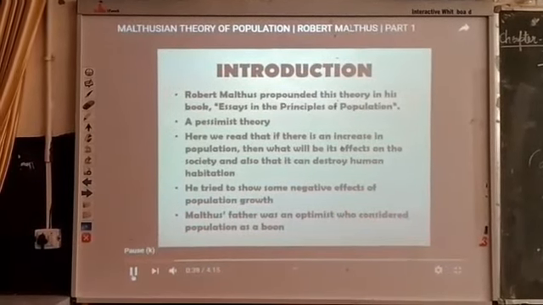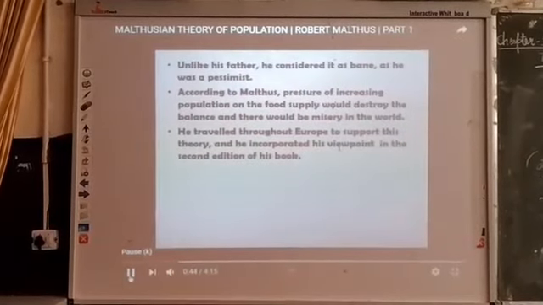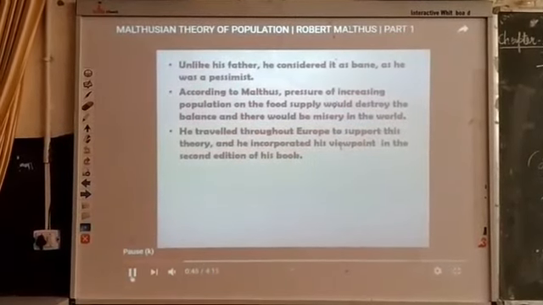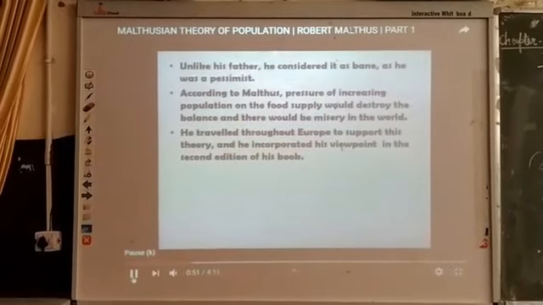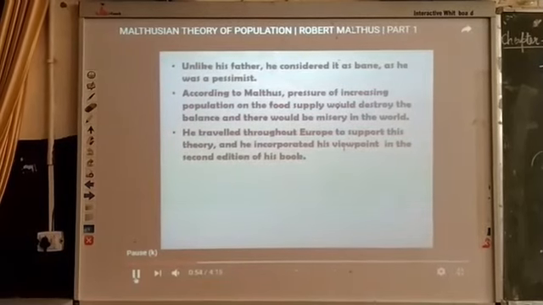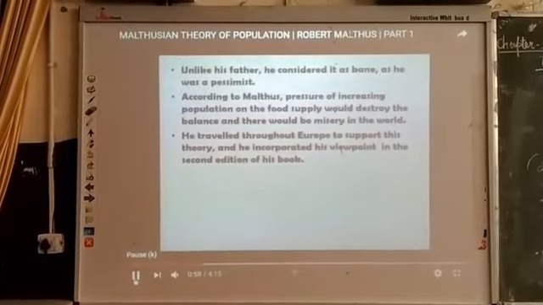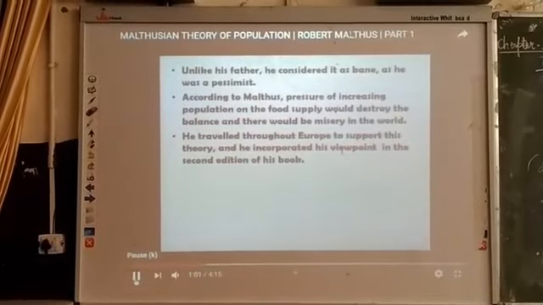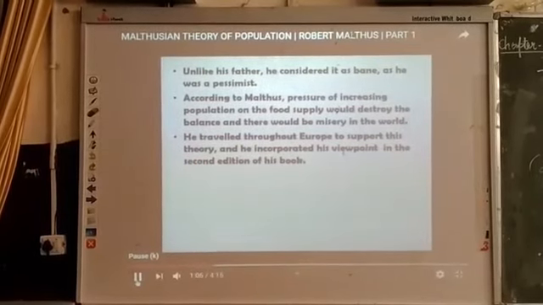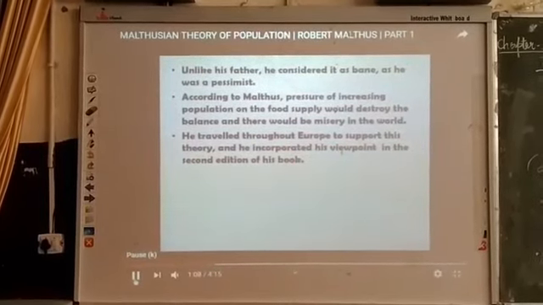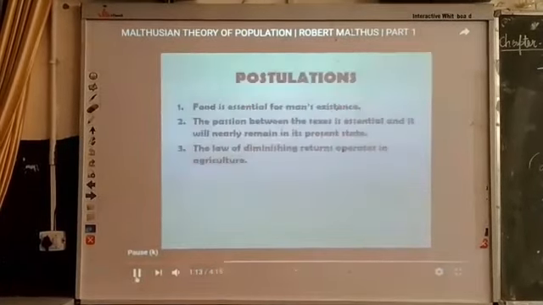Malthus's father was an optimist who considered population as a boon, but unlike his father, he considered it a bane, as he was a pessimist. According to Malthus, the pressure of increasing population on the food supply would destroy the balance and there would be misery in the world. For this he travelled throughout Europe to support this theory, and he incorporated his viewpoint in the second edition of the same book. So we should move on to the theory.